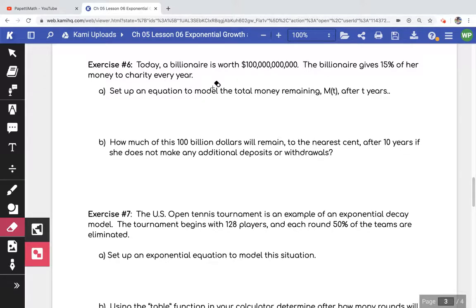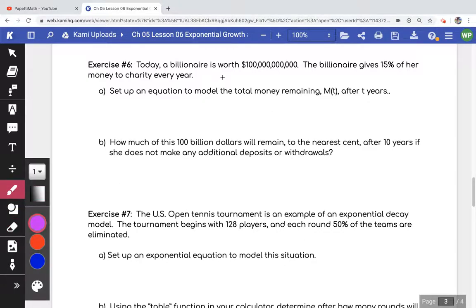And in this video we're going to be working on exercise number 6 in lesson 6 of exponential growth and decay functions. So it says, today a billionaire is worth $100 billion. The billionaire gives 15% of her money to charity every year. Set up an equation to model the total money remaining m of t after t years.